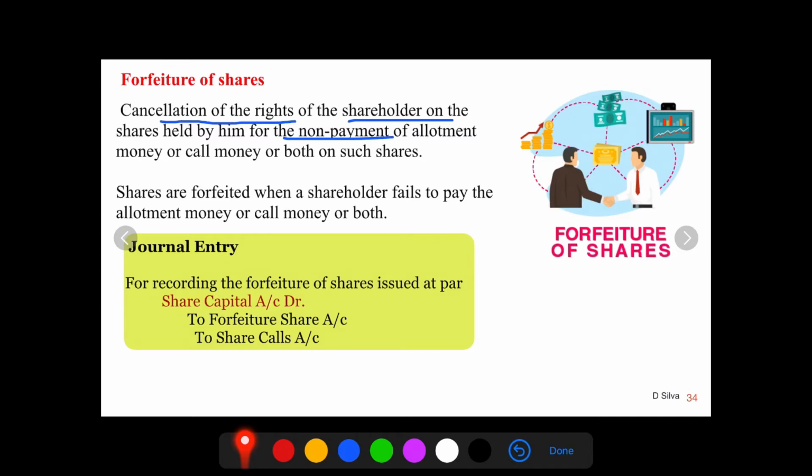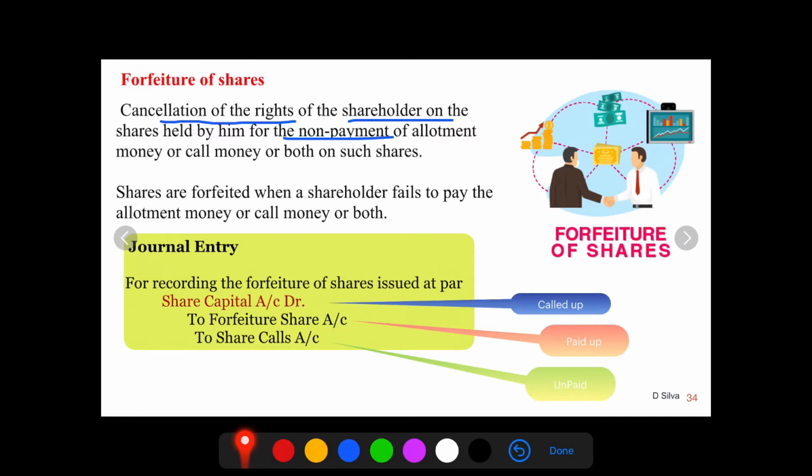Now what we are going to understand from this journal entry is that the share capital account, which is being debited, is your called up capital. So you need to go back and understand what we mean by called up capital. The share forfeiture account is being credited because this is the paid up capital. The share calls account is going to be the unpaid capital because the shareholders have failed to make the payment either on calls or on allotment.